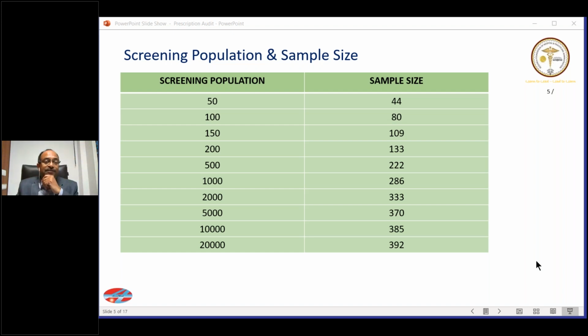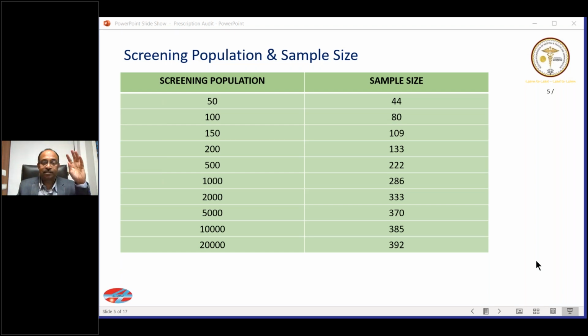What is the sample size for a 10,000 population? In the table on the screen, it is 385. And the sample size for 20,000 is 392. See, very little difference between the two, a difference of only 7. So if you take a sample size of 400, will this be a sufficient sample size for our requirement? Yes or no? Yes, sir.